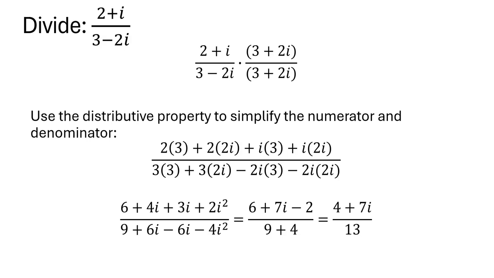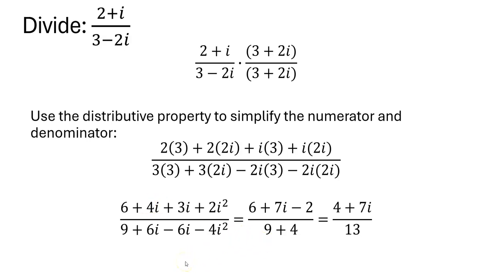So in the numerator, I end up with the real pieces: 6 minus 2 gives us 4. And then we still have the imaginary piece of plus 7i. In the denominator, the 6i's in the middle cancel out. And remember that negative 4i squared, well, that's the same as negative 4 times negative 1, which is a positive 4. So 9 plus 4 gives us 13.